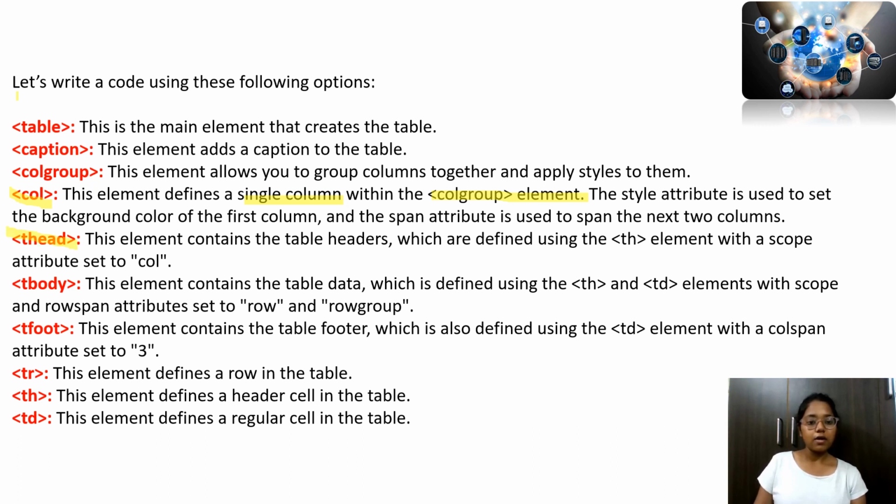thead. This tag contains the table headers which are defined using the th tag element with a scope attribute set to col. tbody. This element contains the table data which is defined using the tags th and td with scope and rowspan attribute set to row and rowgroup. tfoot. This element contains the table footer which is also defined using the tag td with the colspan attribute set to 3. Then the tag tr, this element defines a row in the table.